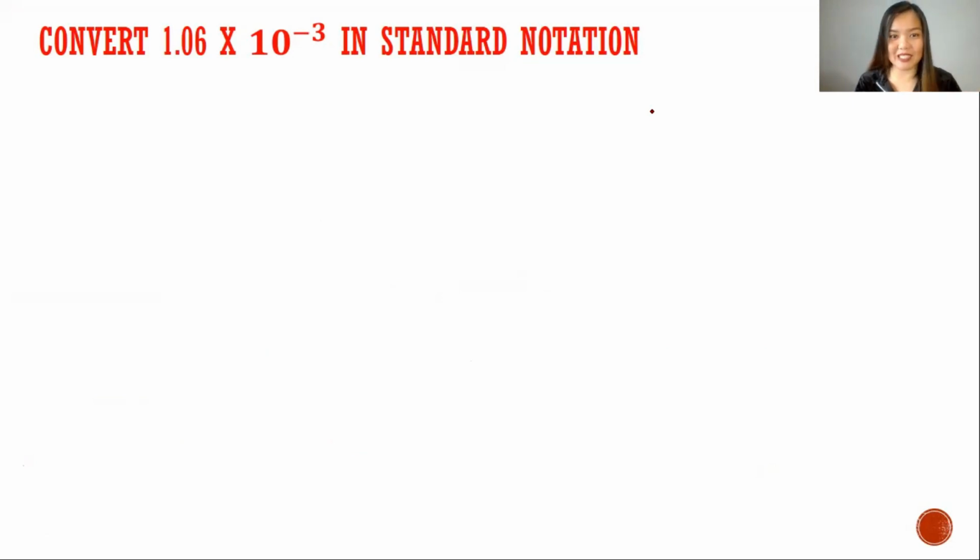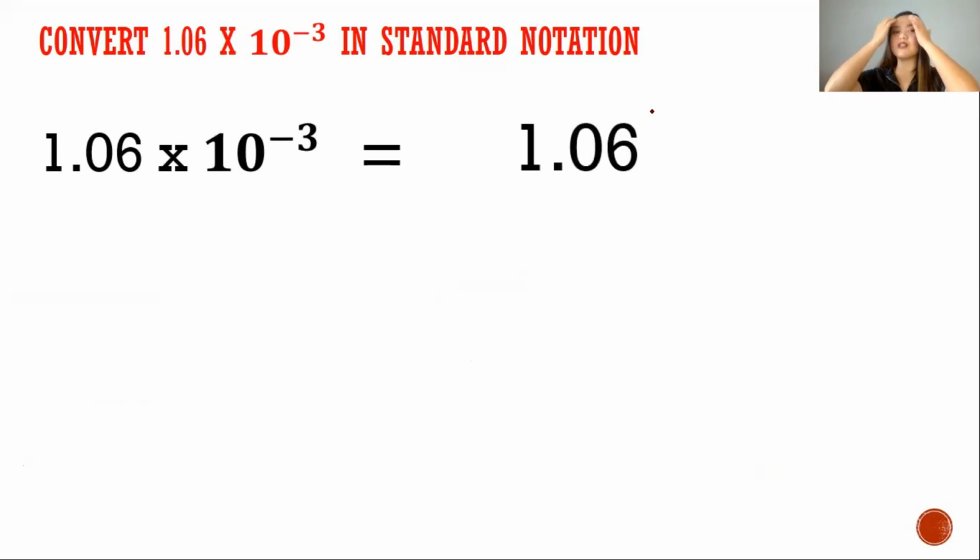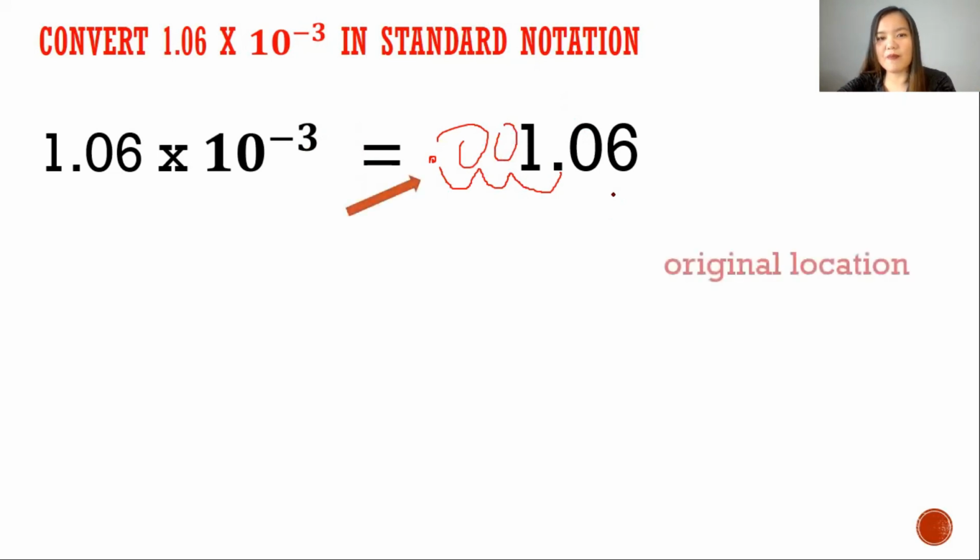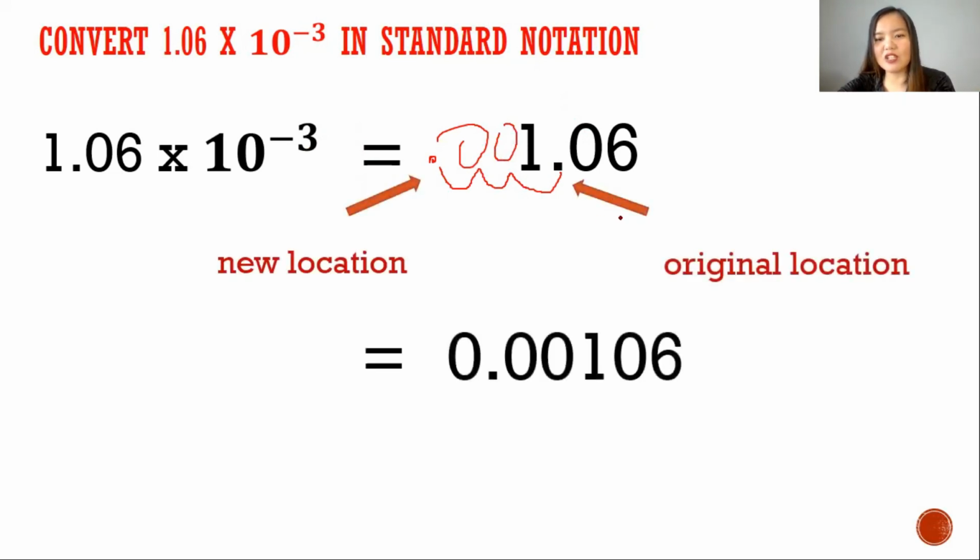The next example is to convert 1.06 times 10 raised to negative 3 to standard notation. This time, we have a negative exponent. So write the given and identify your C. Your C is 1.06, and the exponent is negative 3. When we say negative 3, we count 3 decimal places to the left: 1, 2, 3. This is now your new location. Then add zeros to your vacant place values.